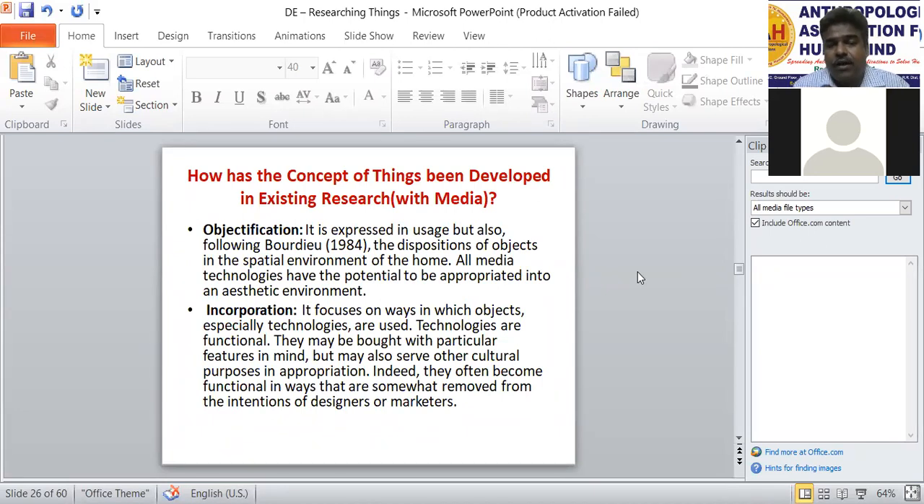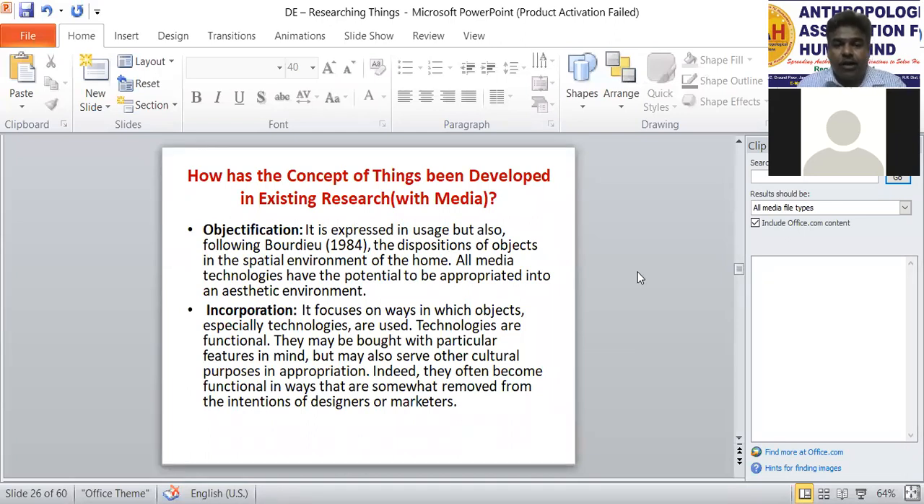The second phase is objectification. It is expressed in usage, but also, following Bourdieu, the dispositions of objects in the spatial environment of the home. All media technologies have the potential to be appropriated into an aesthetic environment.